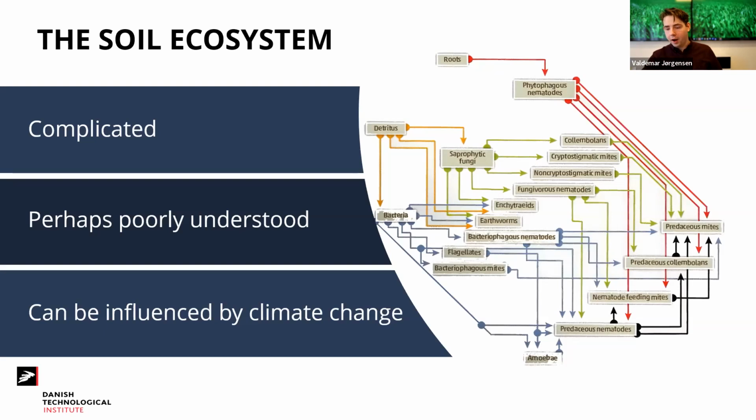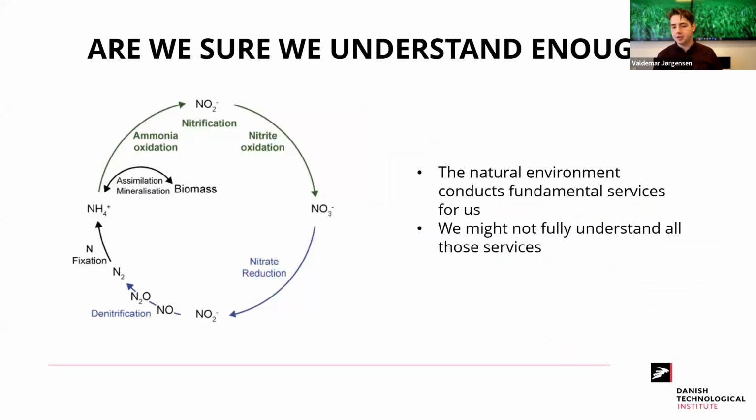Another reason why we should care about biodiversity is that it's perhaps not that well understood. So one of the services that the organisms in the soil do for us is nutrient management. They take nitrogen that we add into the soil and make it available to the plant, and then take excess nitrogen and release it as free nitrogen again. The nitrogen cycle, as a lot of us have probably been taught. But the thing is, the nitrogen cycle here with denitrification and ammonia oxidation and nitrite oxidation and so on, it's not the full picture.